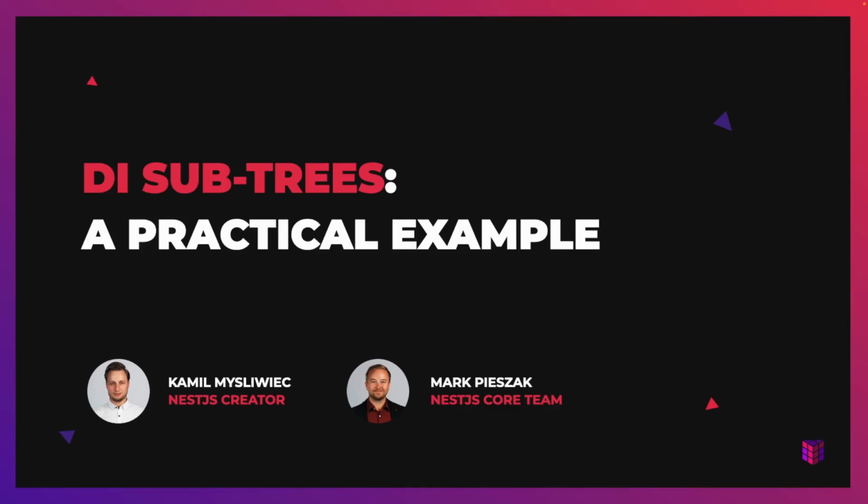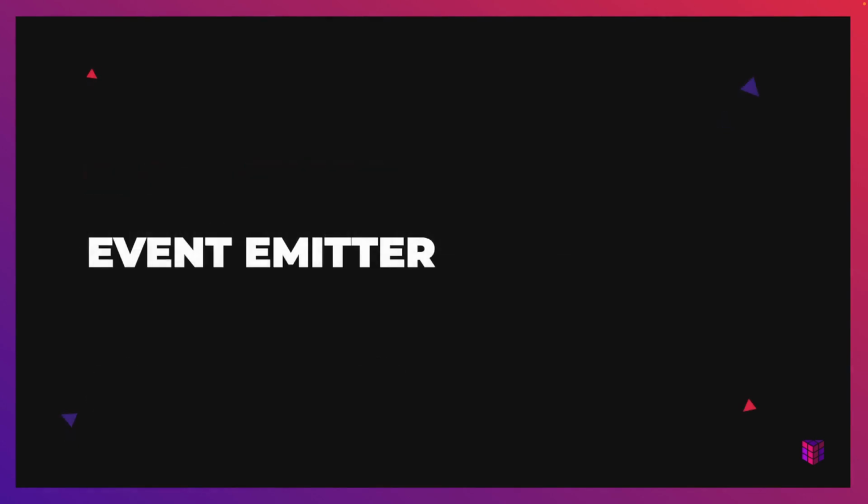Now that we understand how dependency injection, aka DI subtrees work, let's build something a bit more complex so we can get a better understanding how and when we could use DI subtrees to benefit our real-world applications. In this lesson, we're going to use the Nest.js event emitter package, which provides a simple observer implementation that allows us to subscribe and listen for various events that occur in our applications.